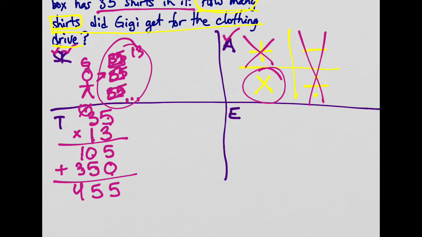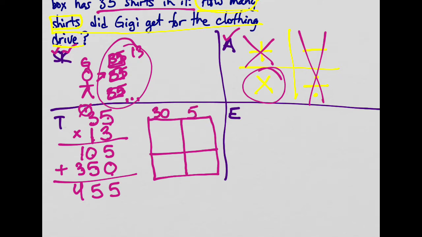Now, because it's a story problem, I want to check my work, so I'm trying to think of a different strategy I could use to solve it. Another strategy that I feel pretty confident with is the area model strategy. So I'm going to use area model to solve the problem again and check my work. I'm going to break up 35 into 30 and 5, and I'm going to break up 13 into 10 and 3. 10 times 30 is 300. 10 times 5 is 50, 30 times 3 is 90, and 5 times 3 is 15.